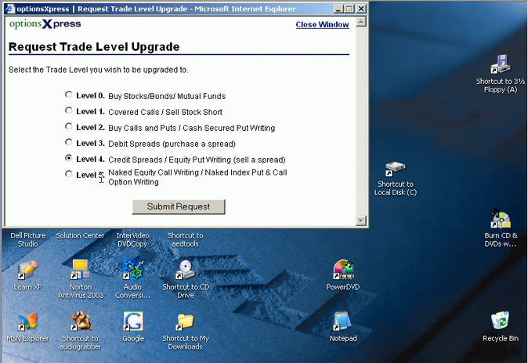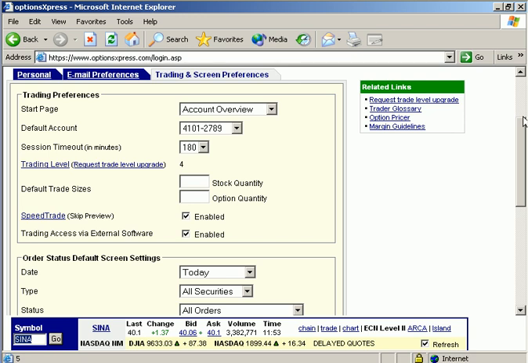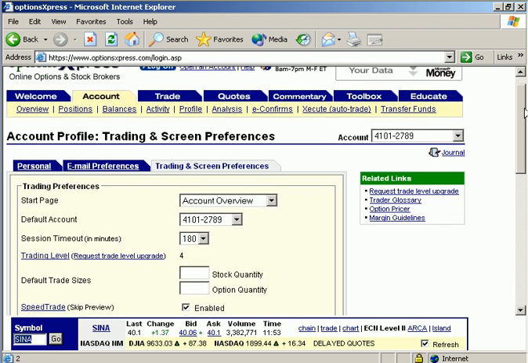Now, in order to do level 5, you need at least $100,000 in the account, okay? But definitely, you can come from 2 to at least 4 regardless of how much money you have in the account. So simply choose your level and submit the request, and within about 24 hours you should be upgraded to level 4. It's just that simple, okay? So that's why I suggest everybody choose level 4. Therefore, you won't have to upgrade again if you want to go into more advanced strategies like credit spreads.